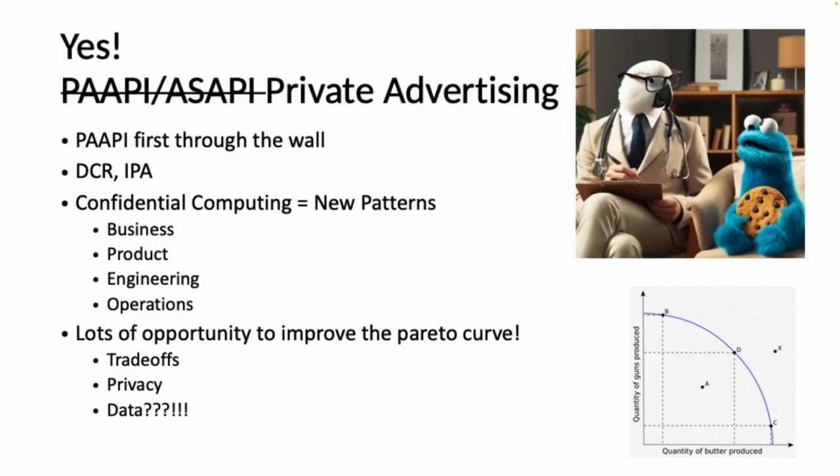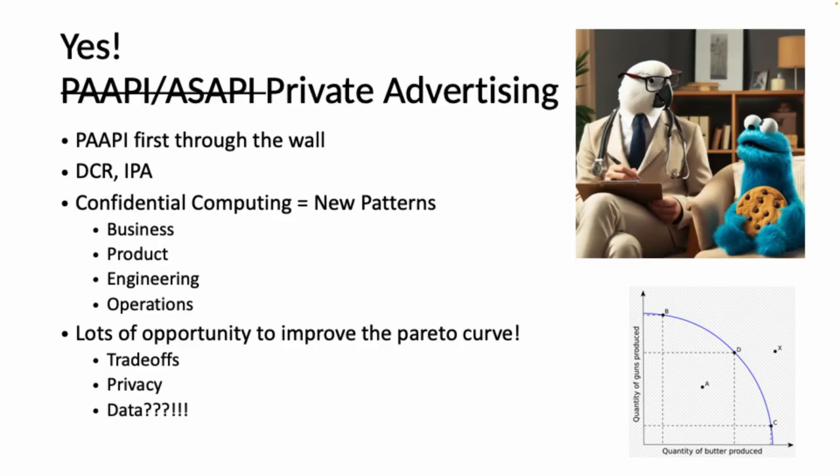We really think Google's done a lot of good work here, and we think there's a lot of good with Privacy Sandbox and Fledge in particular, which is mostly what we'll focus on here. Again, being first through the wall is just always going to be super tough. But private advertising isn't just limited to that. There's already existing stuff around data clean rooms and IPA. And I think one of the things that's a really great opportunity is that there's new patterns that we have to get used to on the one hand, but that we can take advantage of on the other hand with confidential computing.